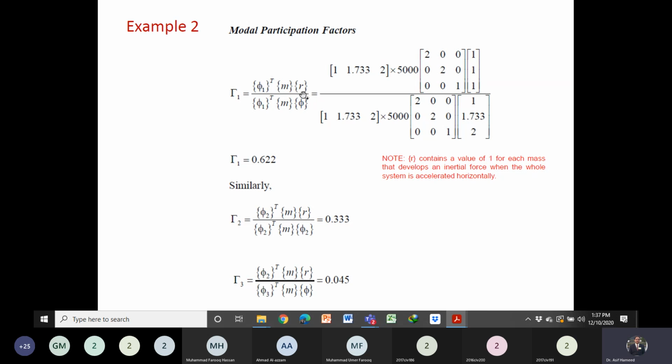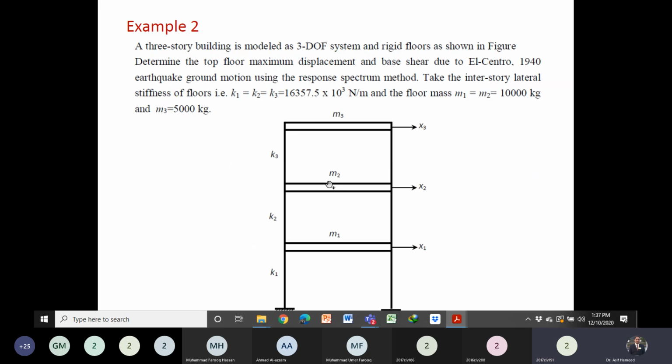And then influence coefficient vector. What is this one? Look at here. If the lateral force is acting, because this is an earthquake loading, we have the lateral force because of the earthquake. So because of this lateral force, there will be the inertial forces in all the three masses, or not?